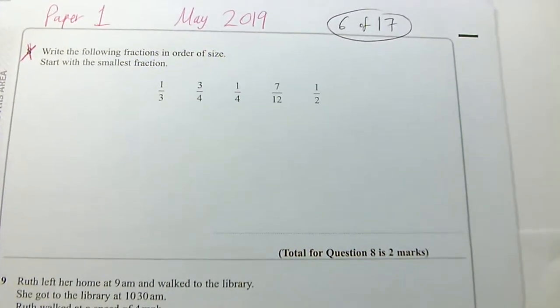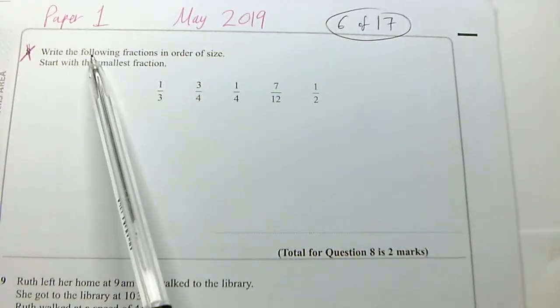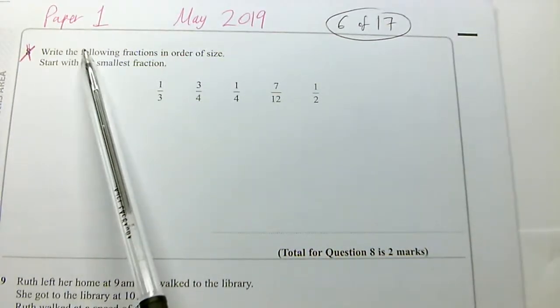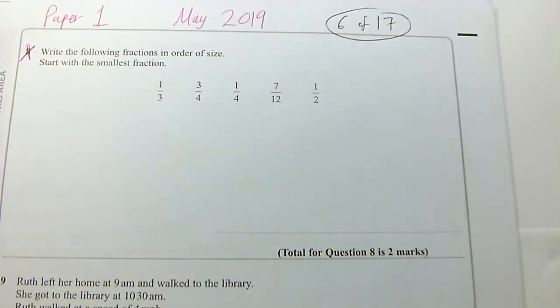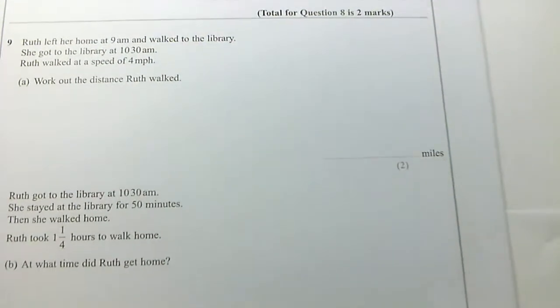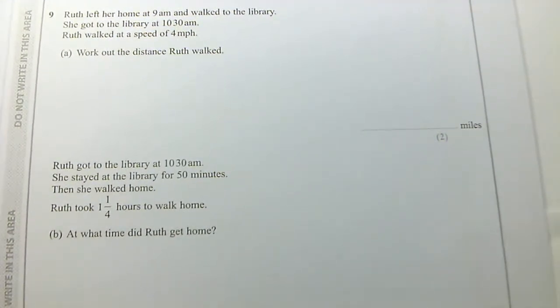Here is the next question. This is question 6 of 17. We're now going into paper 1, which is a non-calculator paper. So we're going to be doing this question without using a calculator, and this is from May 2019. So here is the question. Press pause and have a go.